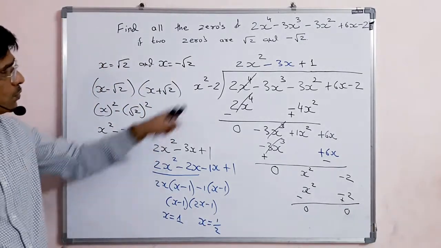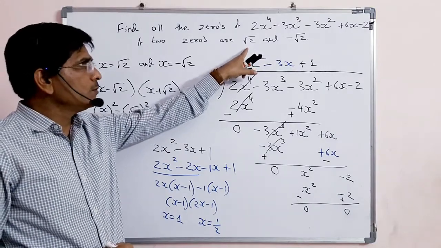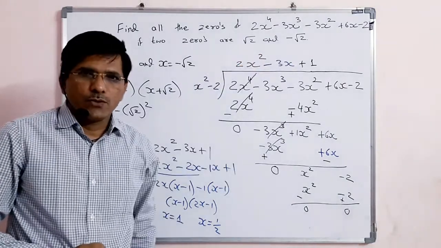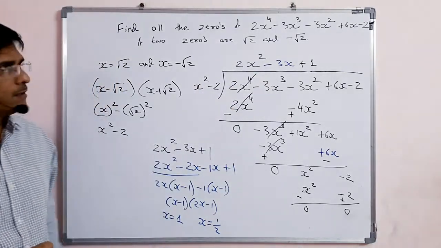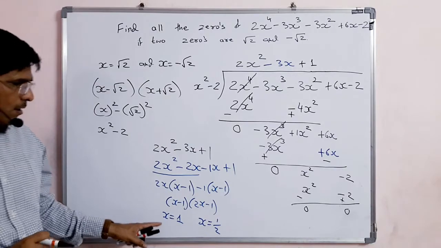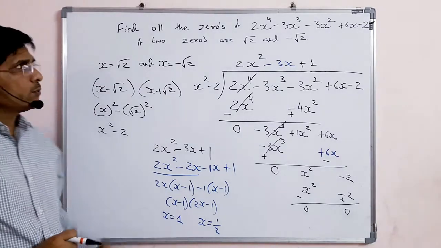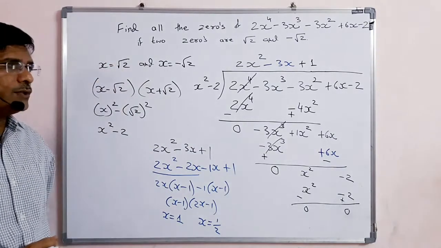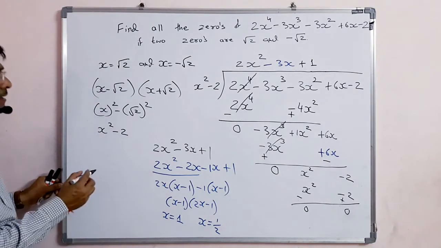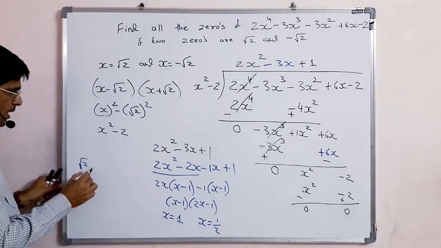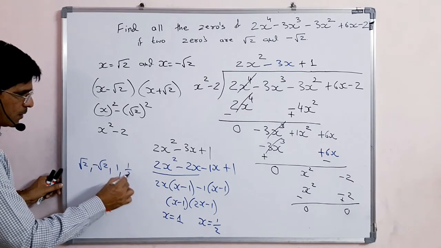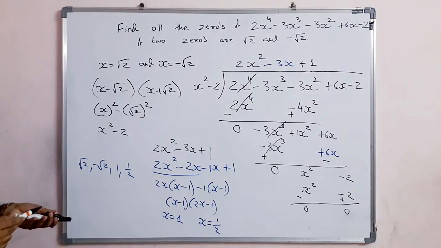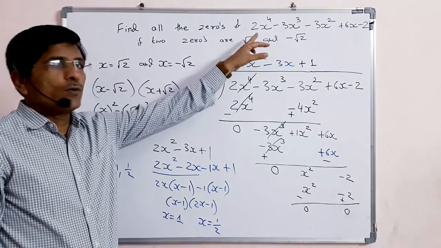So already two zeros are given, that is root 2 and minus root 2, and we had to find the other two zeros. Now the question is to find all zeros. So we can say that root 2, minus root 2, 1 and 1 by 2 are all zeros of the given polynomial.